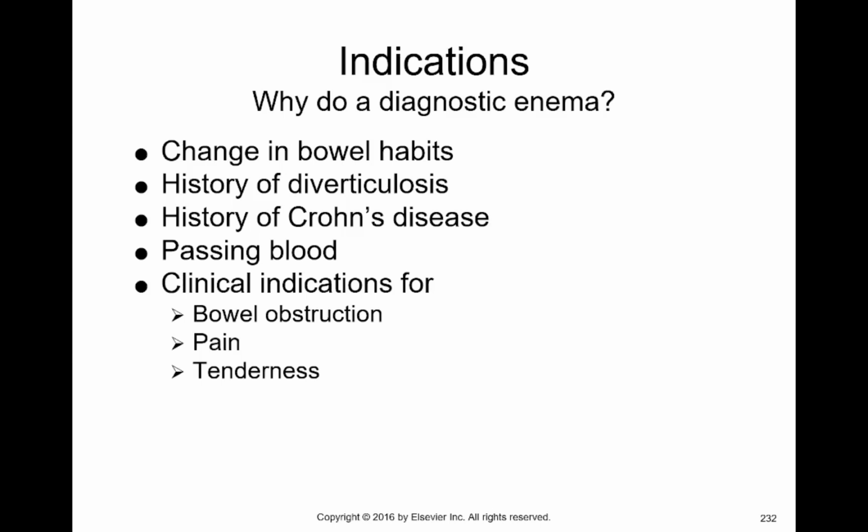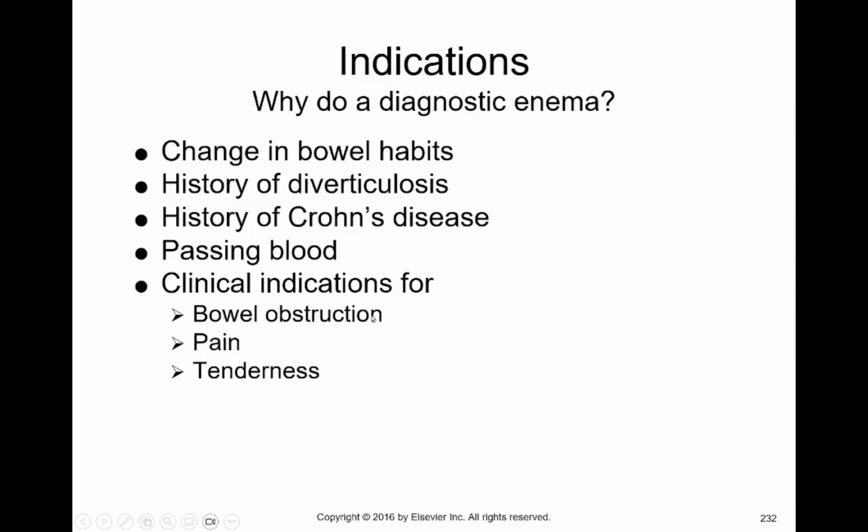So why might we do a diagnostic enema? The indications would be a change in bowel habit, or a history of diverticulosis. The diverticulosis may become inflamed and become diverticulitis. History of Crohn's disease. A similar condition in the large intestine to Crohn's disease in the small intestine would be ulcerative colitis. If the patient's passing blood, it could be an indication the patient has ulcerative colitis.